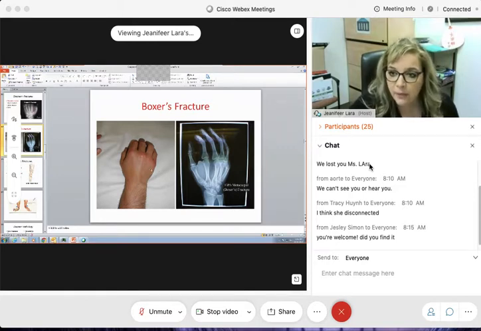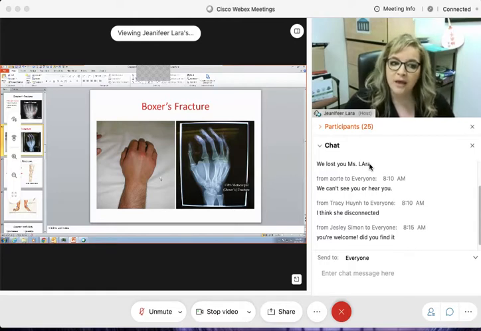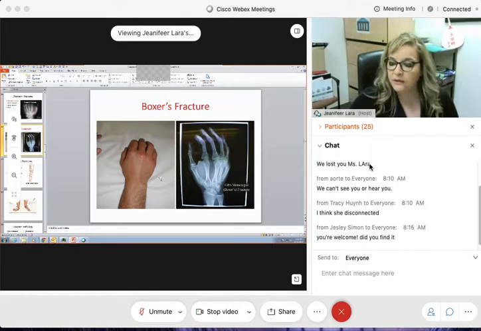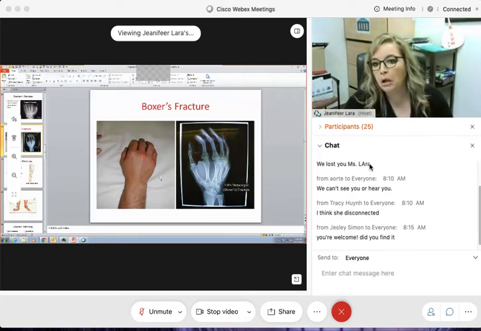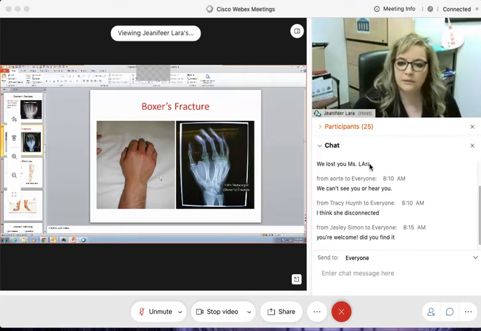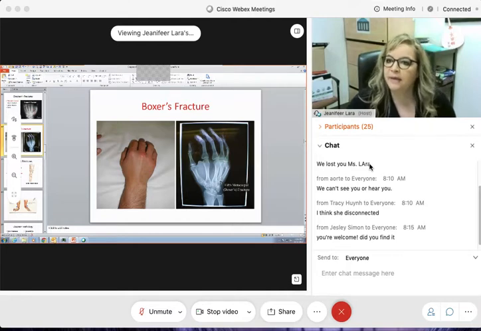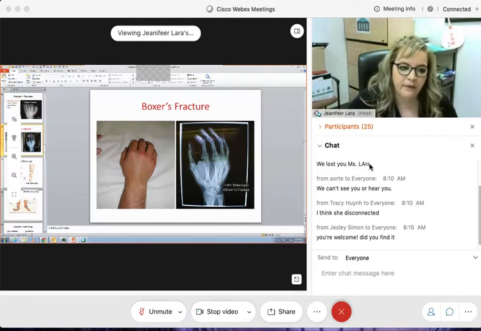How does one get a boxer's fracture? It's in the name. Hitting. Most of the time I'll see this, not as common in women, but definitely more common, in my experience, with men. Punching a wall, punching something. So that's usually how this happens. Okay, so you have your boxer fracture and you have your Bennett.